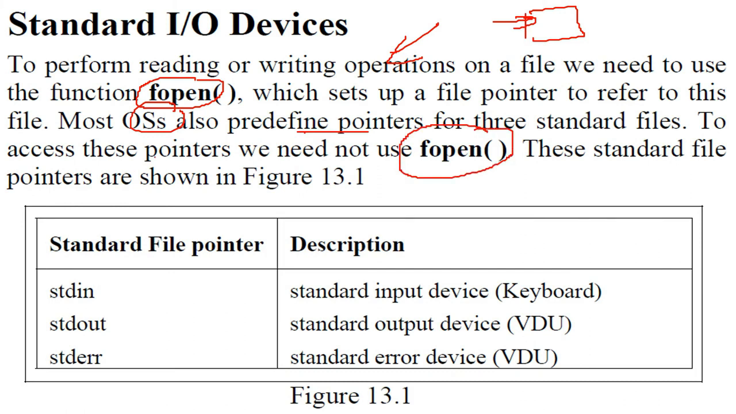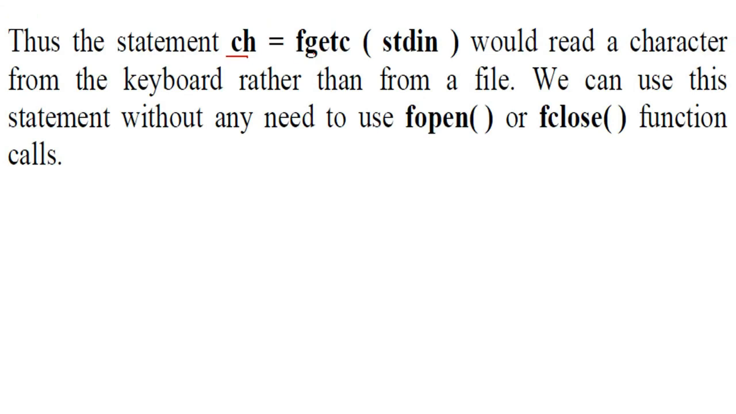So these standard file pointers are like this: stdin, this is for standard input device; stdout, this is for standard output device; stderr, this is for standard error device. So this statement, ch = fgetc(stdin), is reading a character from the keyboard rather than a file. So we can use this statement without the use of fopen or fclose.